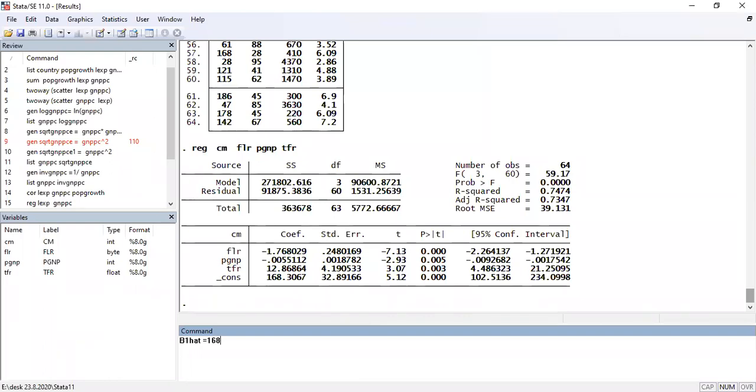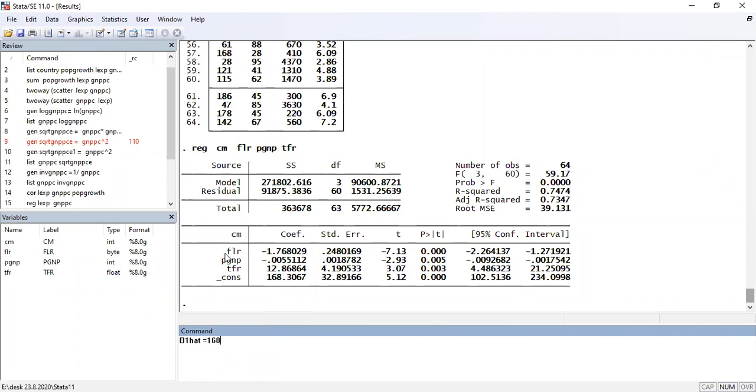Interpretation. Holding FLR and PGNP constant, no, if those are 0. If FLR equals 0, PGNP equals 0, TFR equals 0, then on average child mortality is 168. It could be 168 in 1,000, or in 10,000. We have to look at the units of the coefficient.